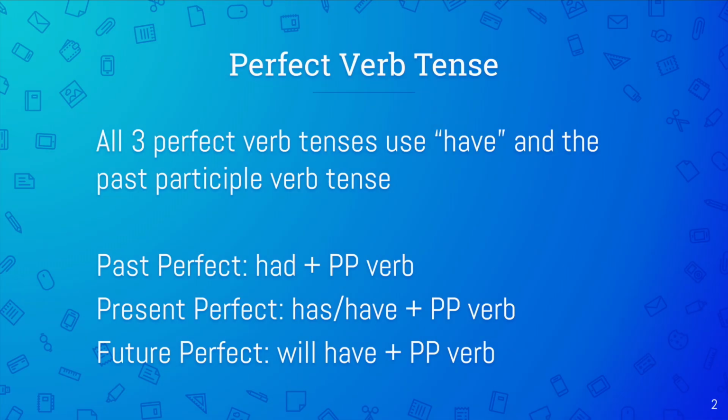First, here is the perfect verb tense structure. All three perfect verb tenses, the past, present, and future, use a form of have and the past participle of your main verb. So you'll always have a form of the word have and another verb. For the past, you'll use had and your past participle main verb. For the present perfect, you will either use has or have depending on your subject and then your past participle main verb. And for the future perfect, you'll use will have plus the past participle main verb.